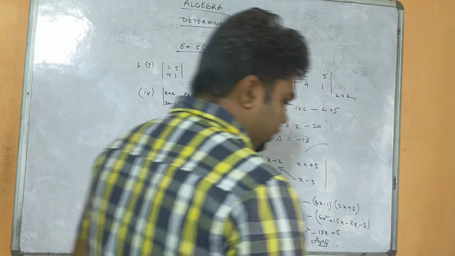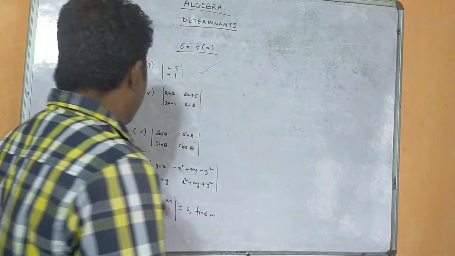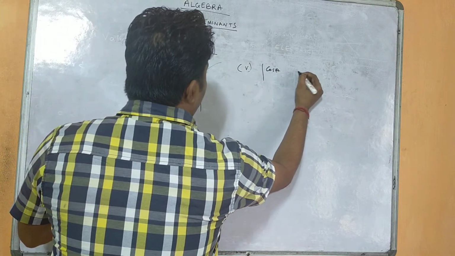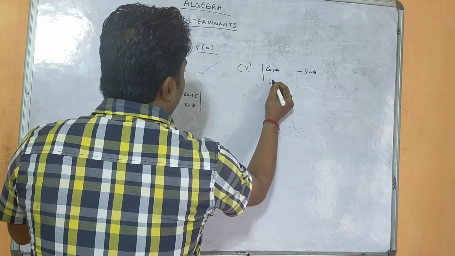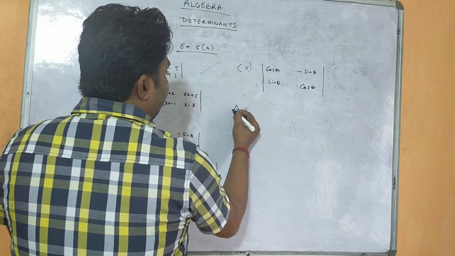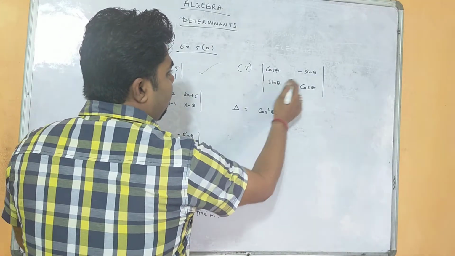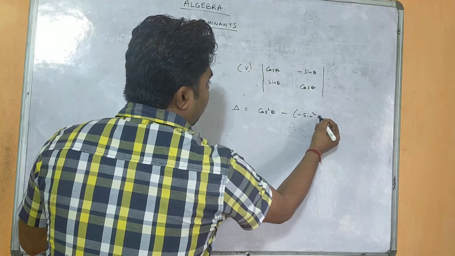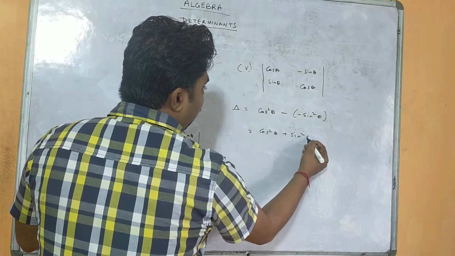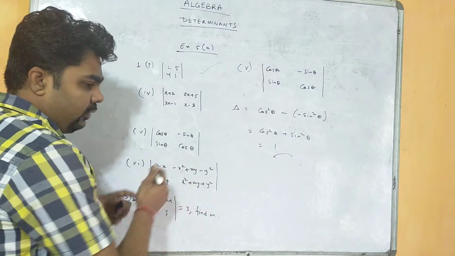So next question we have here, number 5. Cos theta, minus sin theta, sin theta, cos theta. When we get the value of this determinant: cos theta into cos theta, cos square theta; by formula minus, sin theta into minus sin theta is minus sin square theta, minus minus plus, so cos square theta plus sin square theta, and we know this value is 1. Similarly, we will solve for this question also.